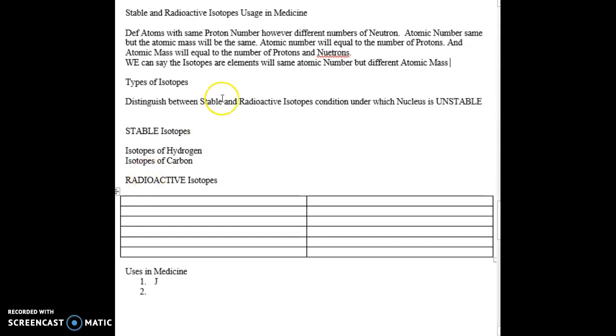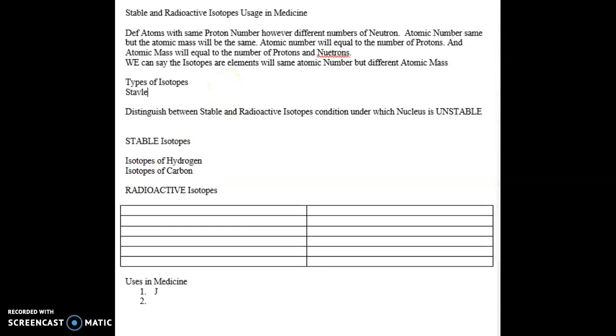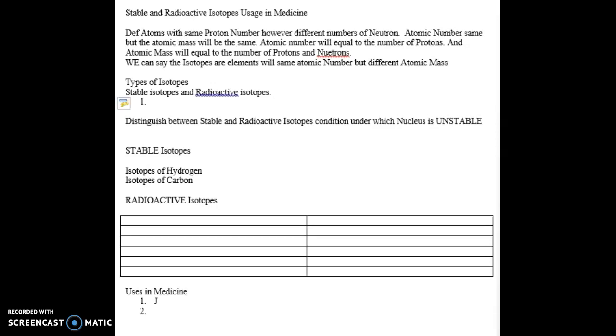So now the types of isotopes are going to be two, as we can see. The title is going to be stable and radioactive. There are two main types of isotopes, the stable isotopes and the radioactive isotopes. I'm going to give three main definitions for the stable isotopes.